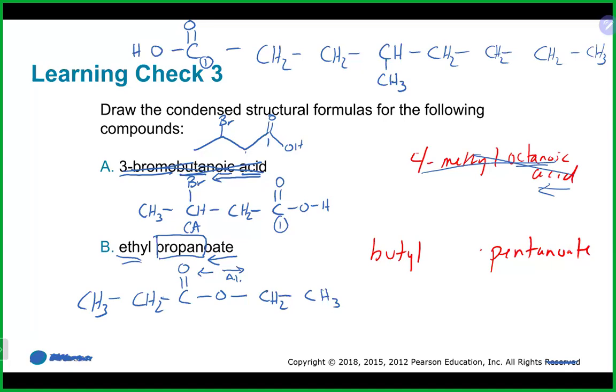Lastly, we've got oate, which tells us it is an ester. And that means we're going to start with our, I'll go here maybe.